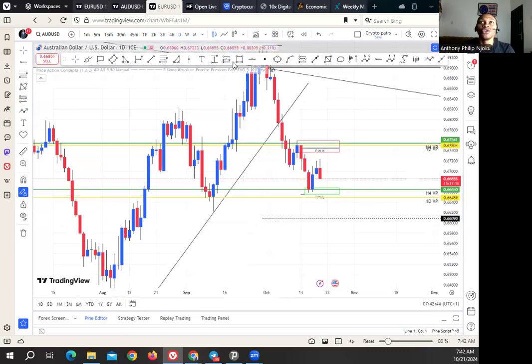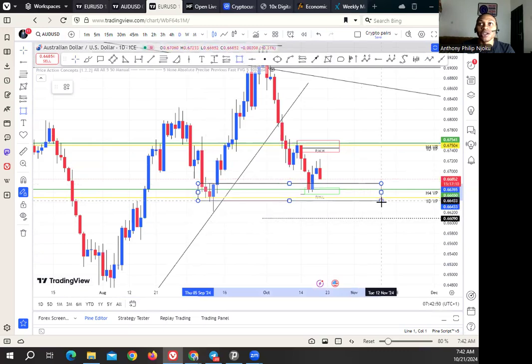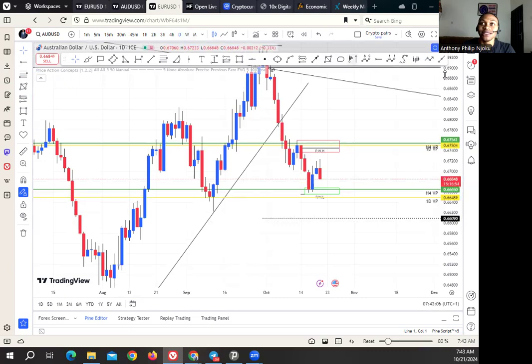We see that there is a major support area over here on this candle. There's a major support area here on the daily time frame. Since there's a major support area on this daily time frame, you can expect that once the market gets there, there's going to be a reversal.